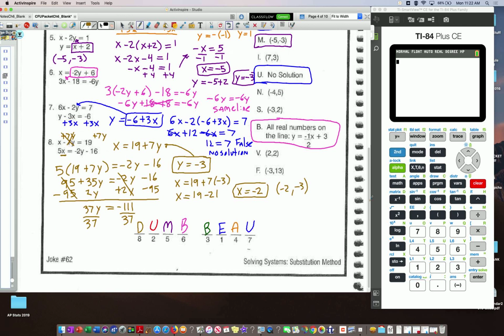Ha ha ha. Dumbo. Spelled just a little bit differently. Nice play on words. Hopefully this helped with the worksheet.